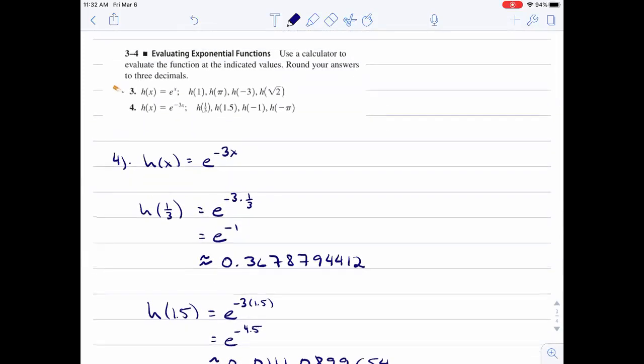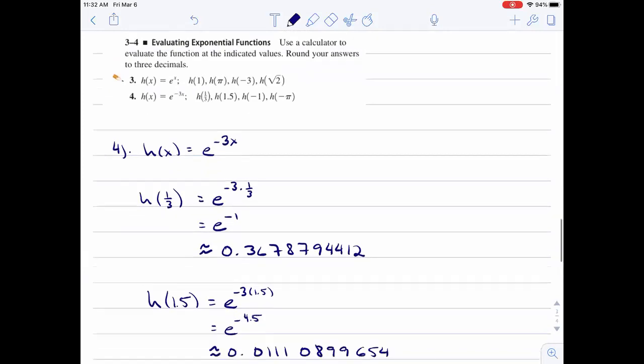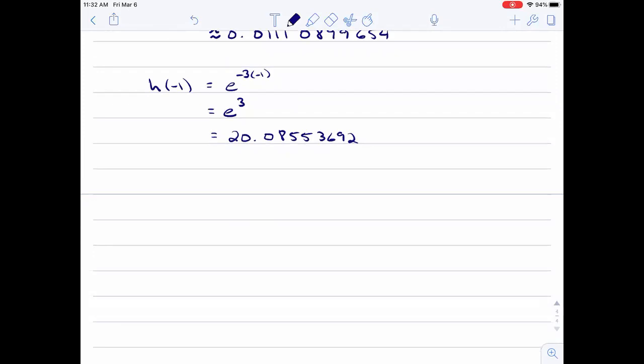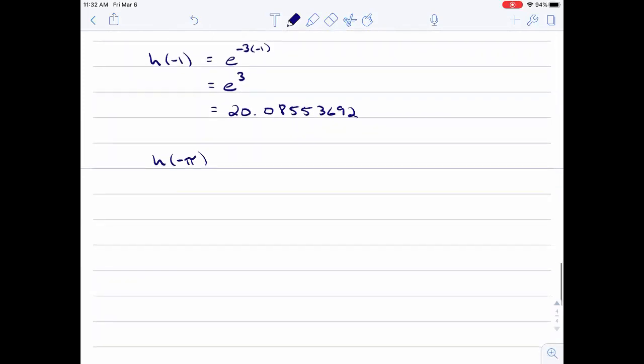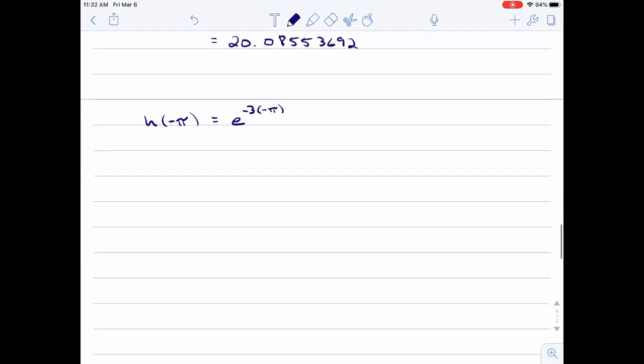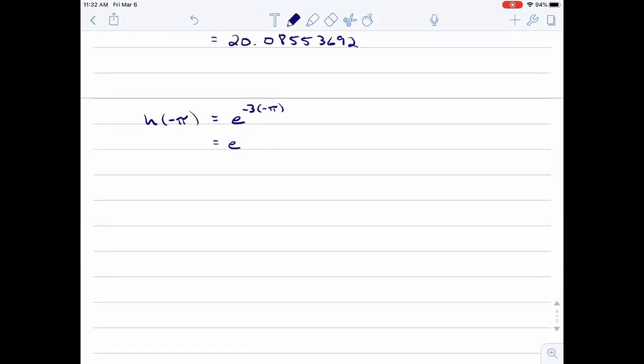What about h of negative pi? Okay. So h of negative pi, I'll put it on a new page, is e to the negative 3 times negative pi. No, we want to use all of pi, right? There's a pi button on your calculator. So we get e to the -3 times negative pi. I know it's going to be positive, right? So I get e to the power of 3 pi.